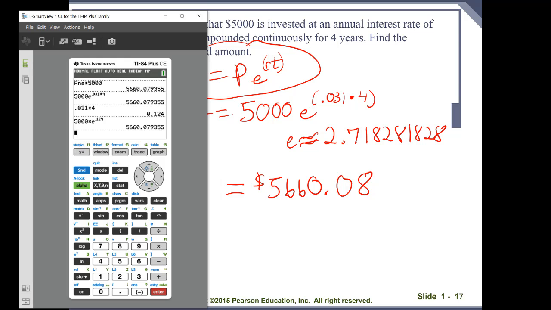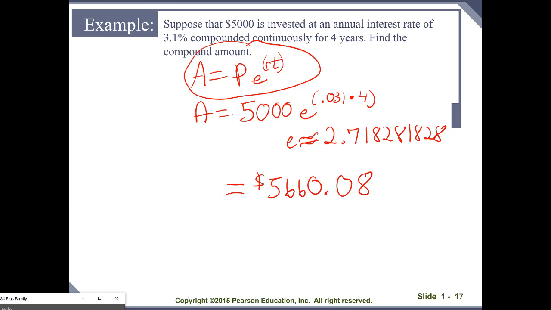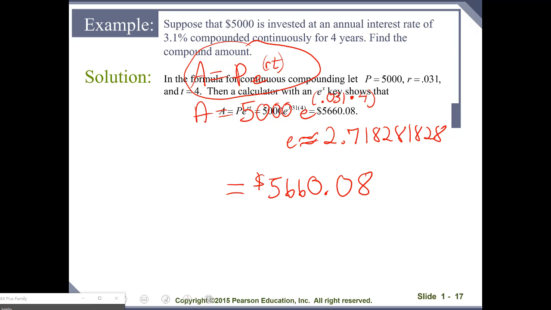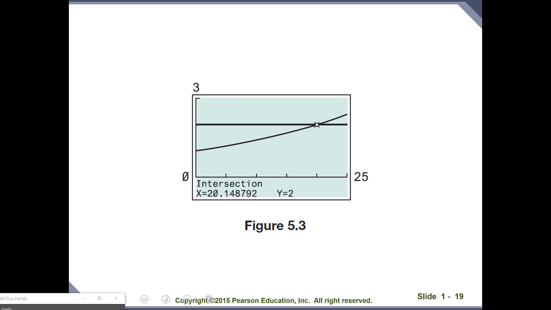So that is compound interest, continuous compound interest, kind of in a nutshell. It's just this one formula, P times E to the RT. And as long as you remember to multiply R times T first and then raise E to that product and then multiply your answer by P, continuous compound interest should work out very well.